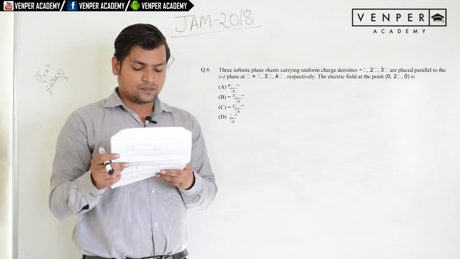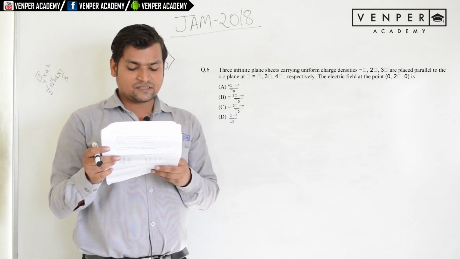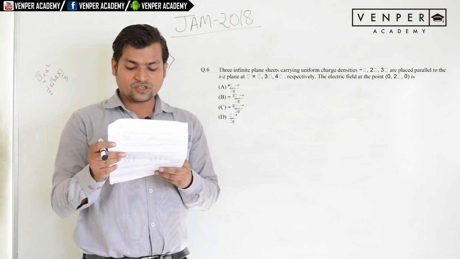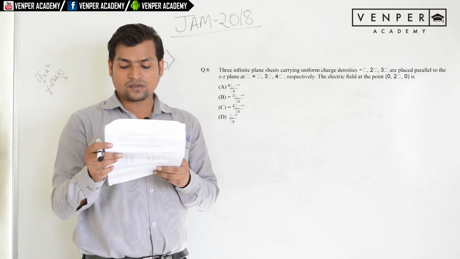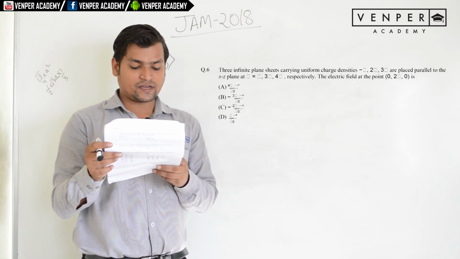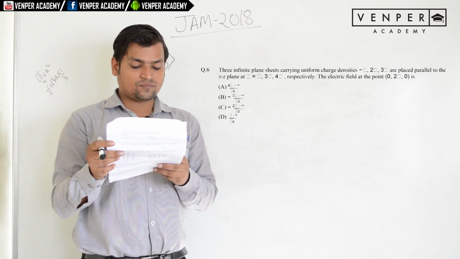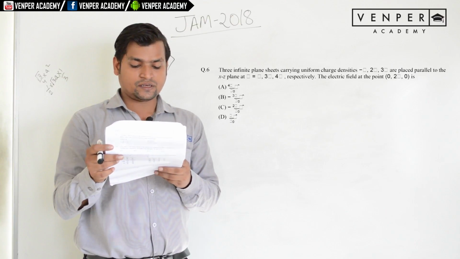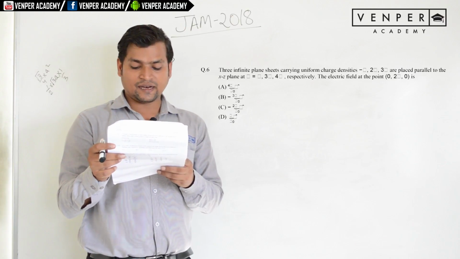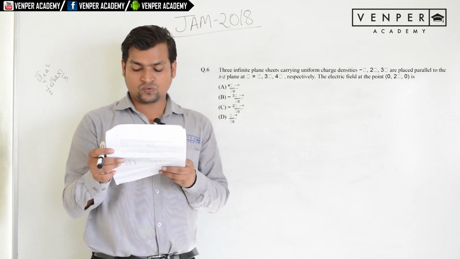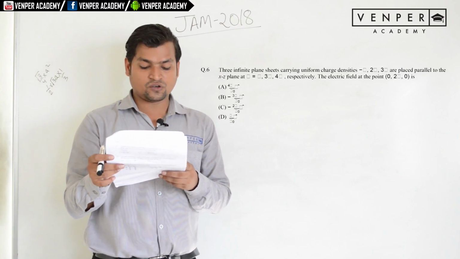Question number 6. Three infinite plane sheets carrying uniform charge densities minus sigma, 2 sigma, 3 sigma are placed parallel to the xz plane at y equal to a, 3a, 4a respectively. The electric field at the point (0, 2a, 0) is?